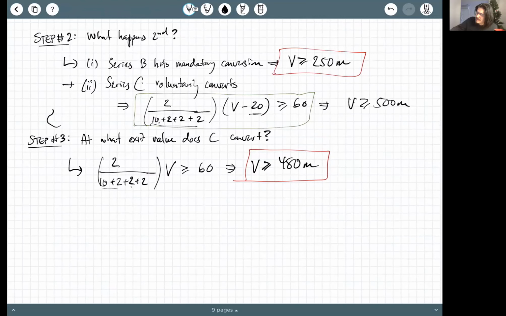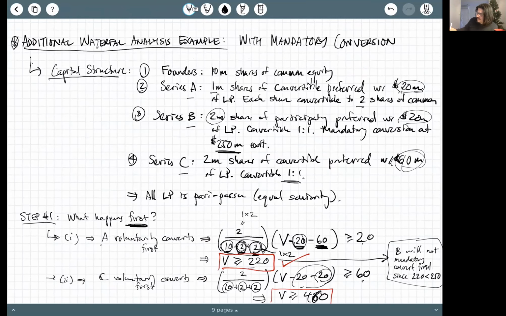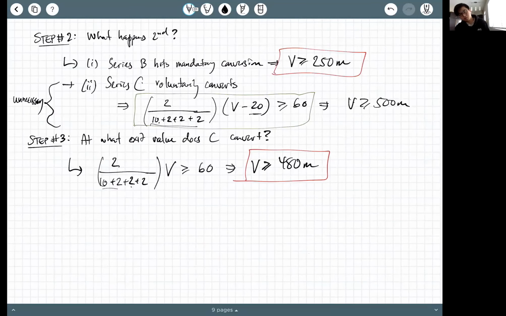Yeah. So this calculation was unnecessary precisely because this number was above 250 in step 1, right? I just wanted to give you guys the equation as another example of reasoning through the calculation. But indeed, you could have skipped this calculation and just said, look, since 460 is larger than 250, I know that B is going to hit mandatory conversion first. So you could have saved a bit of time. Thank you. No problem.